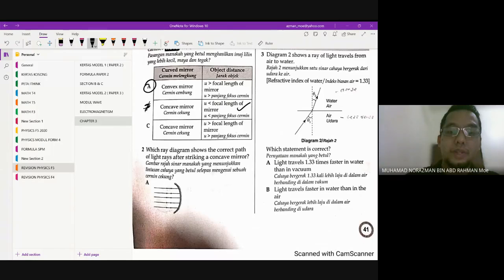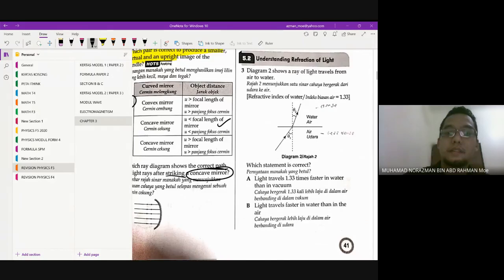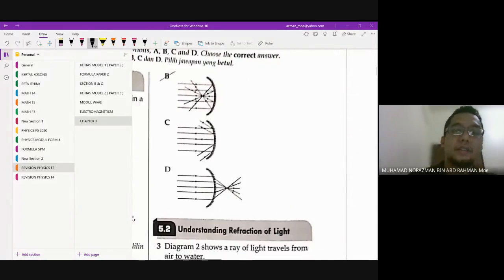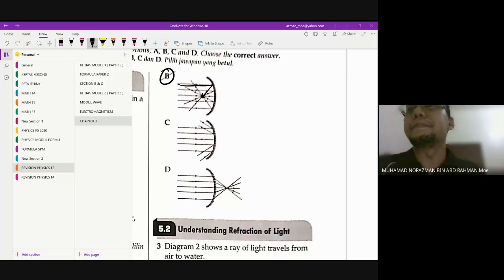So number 2, which ray diagram shows the correct path striking concave mirror? Okay, concave mirror. Okay, so it will diverge. So answer B. Okay.